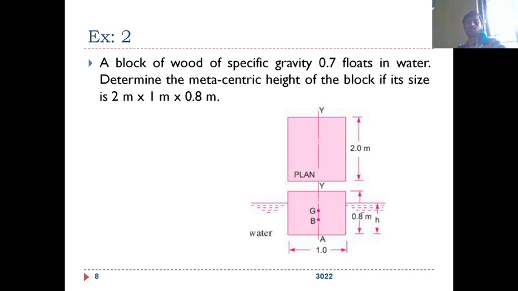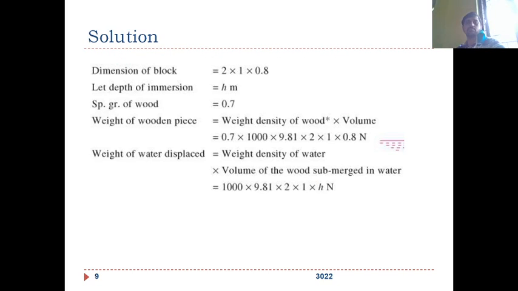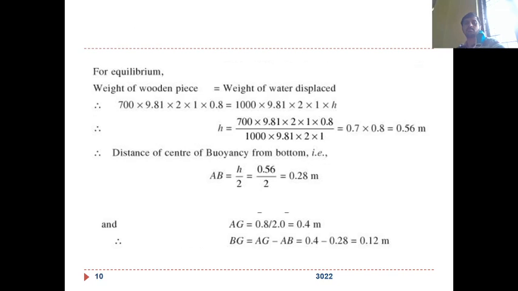So this is our next problem. A block of wood of specific gravity 0.7 floats in water, determine the metacentric height. Here the plan is drawn on top of the front view. You can draw the plan here or at the bottom, depending on the type of projection, first angle or third angle projection. It does not matter in our case. You can name it plan. This problem is also similar to the previous one. The data is given.